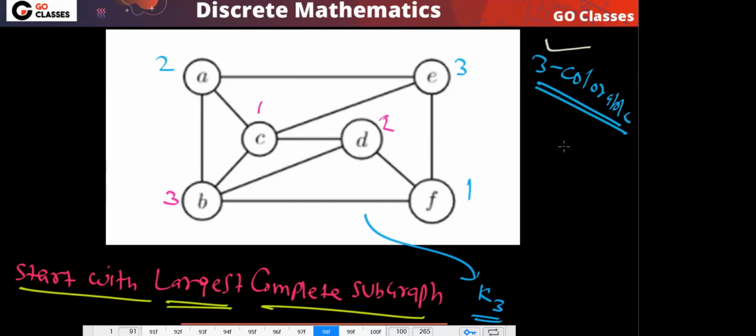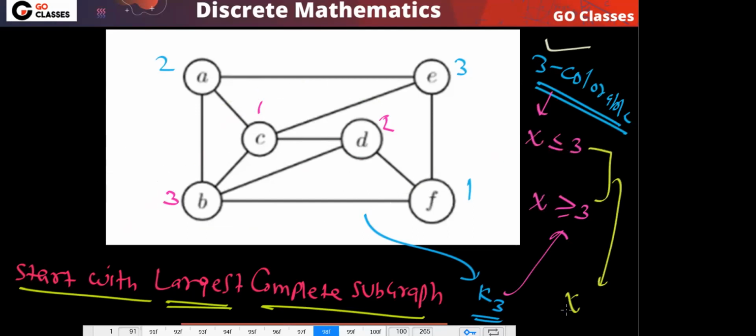will need 3. If you notice, this triangle will definitely need at least 3. So because of this BCD triangle, the chromatic number will be greater than or equal to 3. And this is saying the chromatic number will be less than or equal to 3. So these two mean the chromatic number will be 3. So for this graph, the chromatic number is 3. Is this clear to everyone?